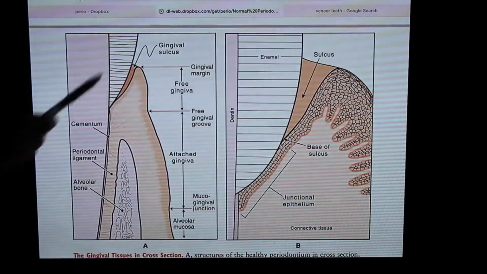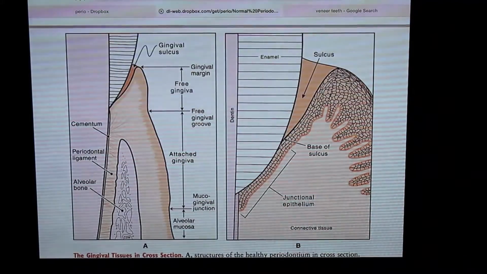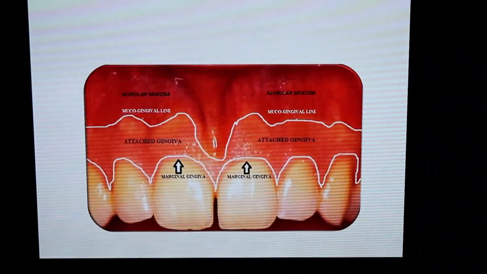This is marginal gingiva in longitudinal section. It forms the soft tissue wall of the sulcus, but sulcus is still controversial. Ideal sulcus depth should be 0, but generally 1 to 1.5 millimeter of gingival sulcus is considered normal, but it is not ideal.